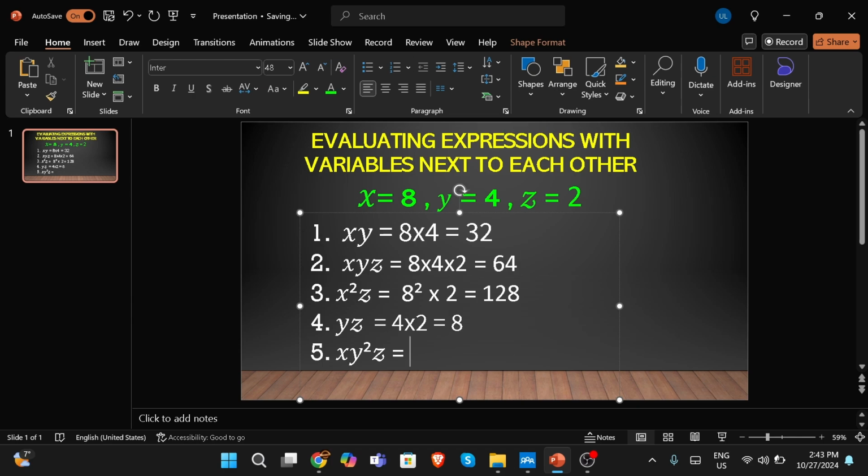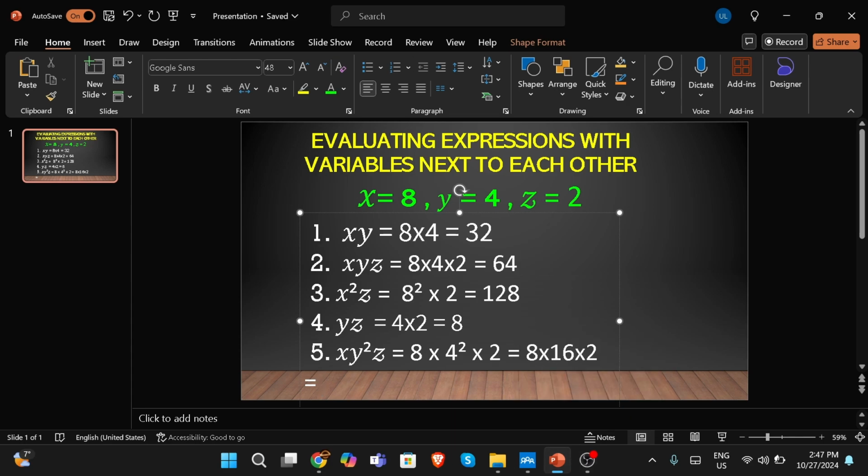Last but not least, our fifth question is x, y squared, z. This means we have to write 8 times 4 to the power of 2 times 2. Now let's do the math here. 8 times 4 to the power of 2 is equal to 8 times 16 times 2.